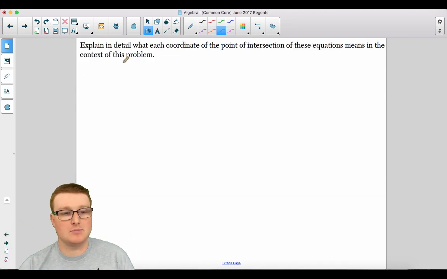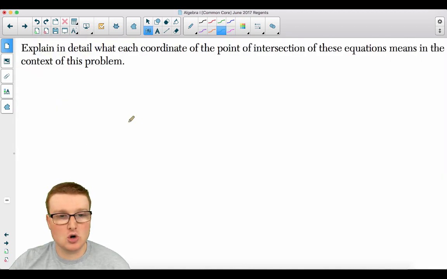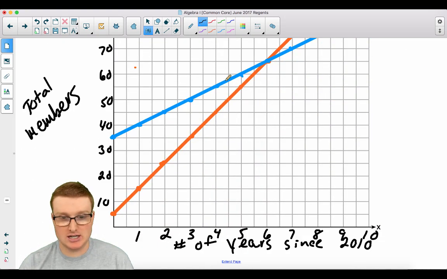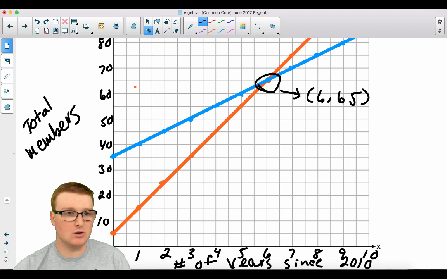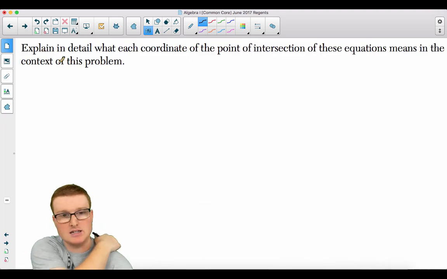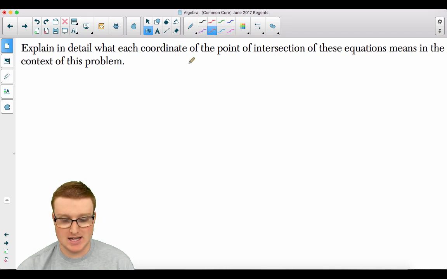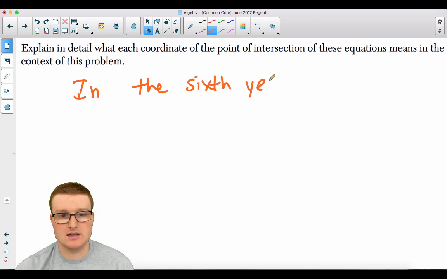Now let's solve the other part. One last part and we're done. Explain in detail what each coordinate of the point of intersection of these equations means in the context of the problem. The point of intersection is the point (6, 65). So let's explain what it means in the context of the problem.